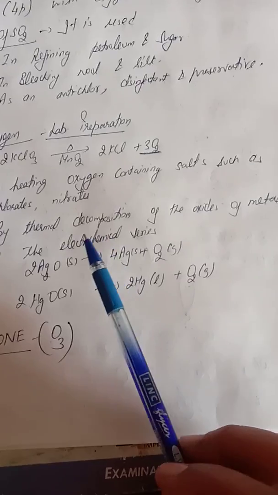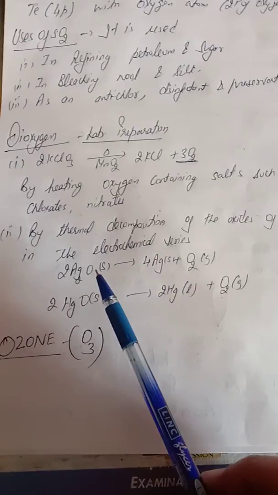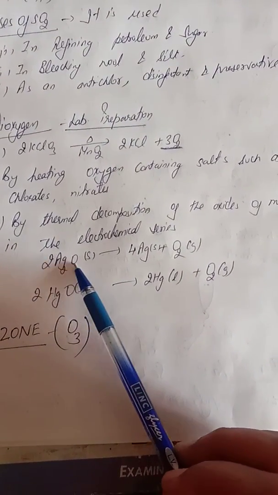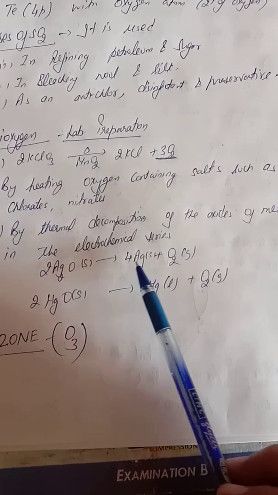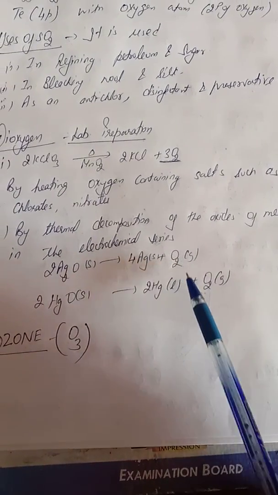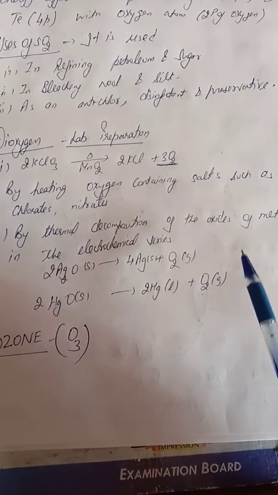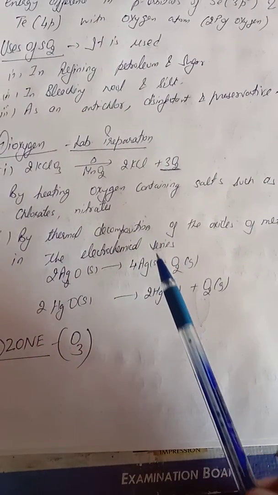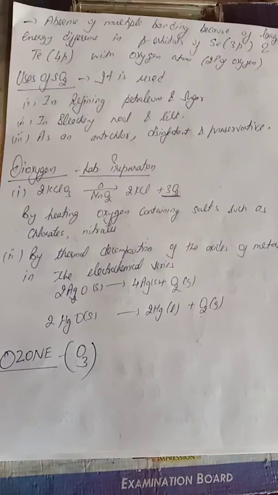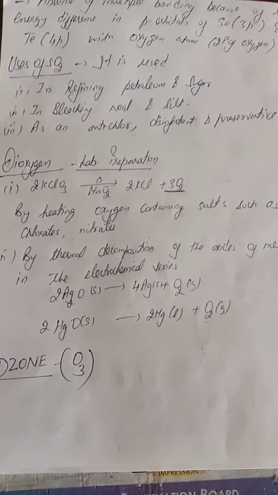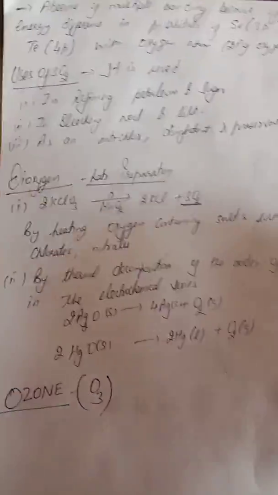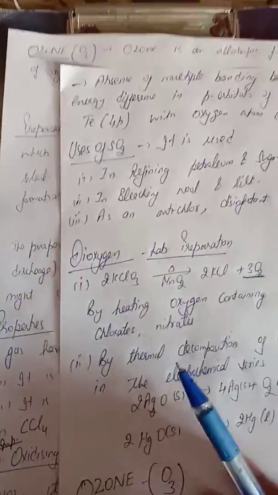Second, by thermal decomposition of metallic oxides like silver oxide and mercurous oxide. They decompose to give you metal along with oxygen. So this much is all about oxygen. So you know its properties. It's highly reactive. It can easily react with any substance. So we'll not do much about oxygen.